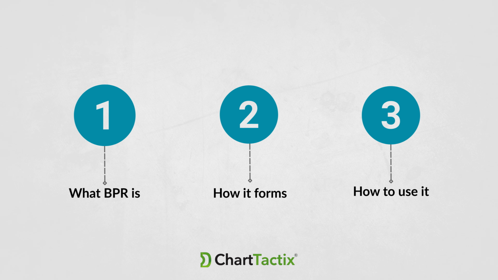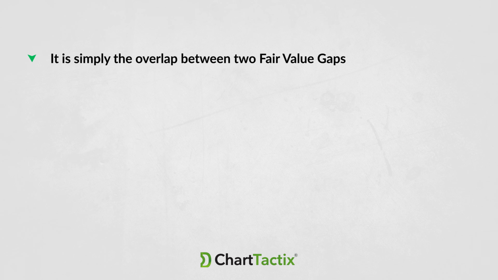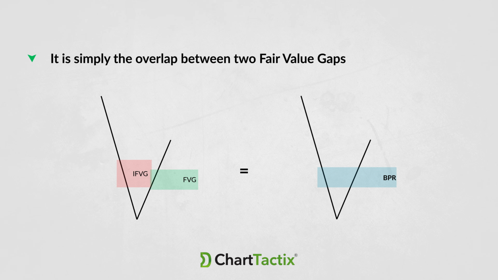Now, what is a balanced price range? A balanced price range is simply the overlap between two fair value gaps. But not just any two. One of those fair value gaps has to be disrespected, which turns it into an inverse fair value gap. Then, price creates a new fair value gap that overlaps with that inverse one. So, in simple terms, a balanced price range is the combination of an inverse fair value gap and a new fair value gap forming into it. That overlap is what we call balanced price range.